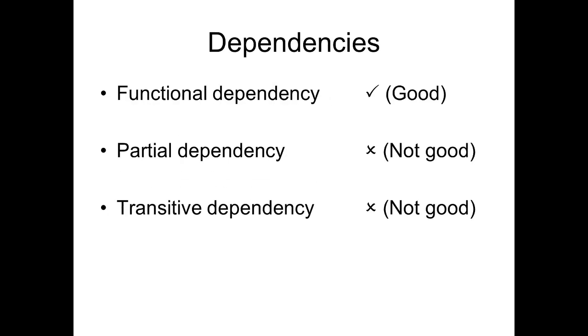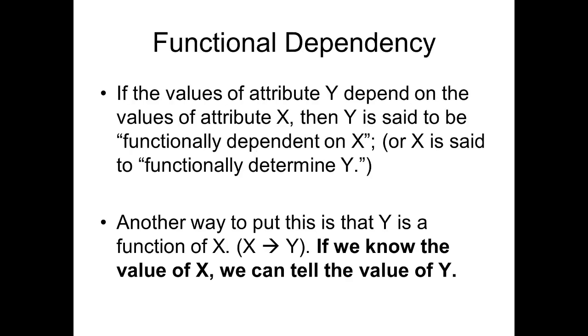Specifically, we will look at three types of dependencies: functional dependency, partial dependency, and transitive dependency. The first one, functional dependency, is the kind that we would want to see in a relational database. That's the good kind. The other two, partial and transitive dependencies, are the bad kind. Those are dependencies that we don't want to see in a relational database. And whenever we see them, we try to resolve them, we try to remove them using normalization.